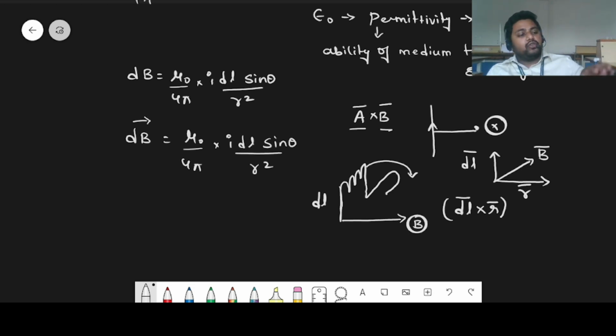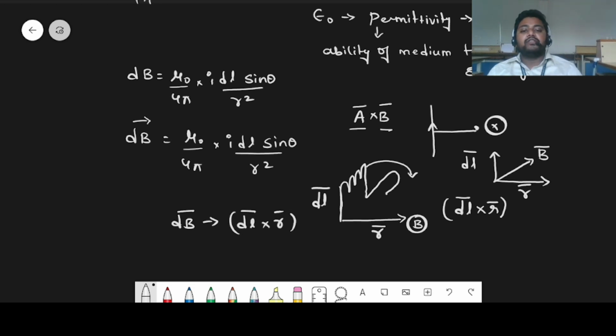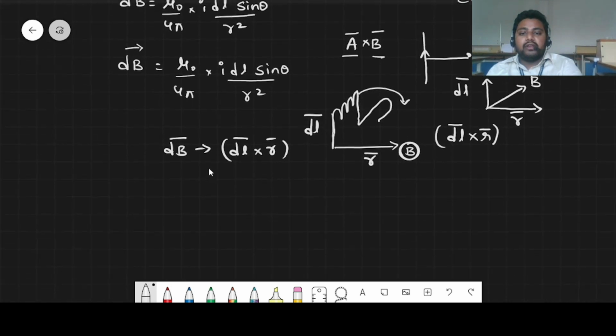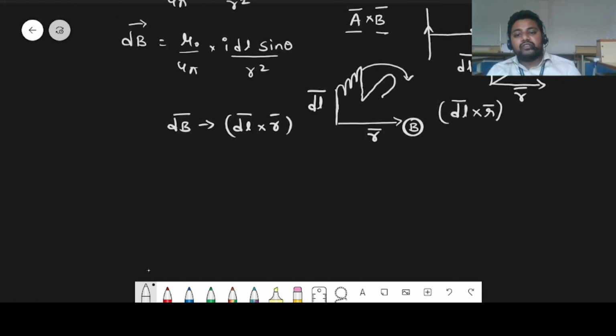It is like this. You have your fingers in the upward direction, in the direction of dl. If it is rotated towards the direction of r, the resultant output is coming inside. So that is the reason why you take it as dl cross r bar. Okay, so dB bar is the output when you do dl cross r bar. Since all three are vectors, we have to do a cross product here. So finally, in vector form, instead of writing dl sin theta simply, we are going to write dl cross r bar.